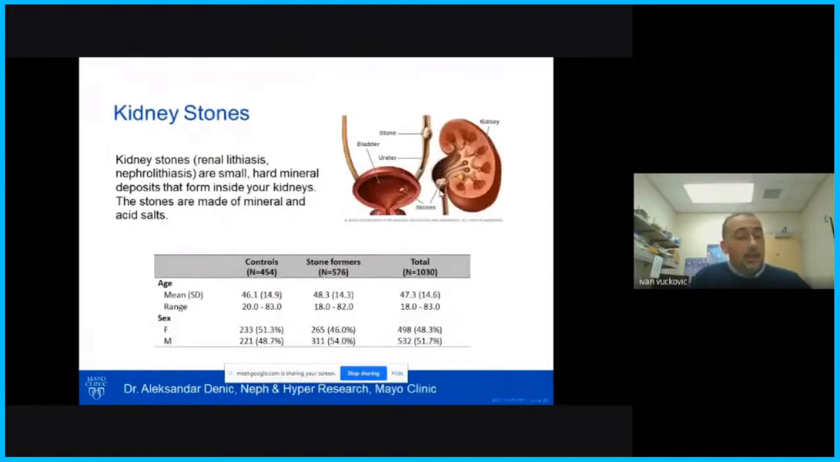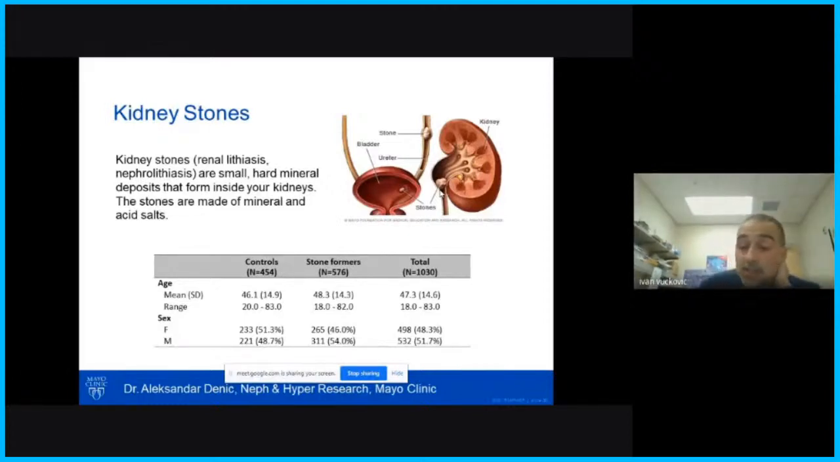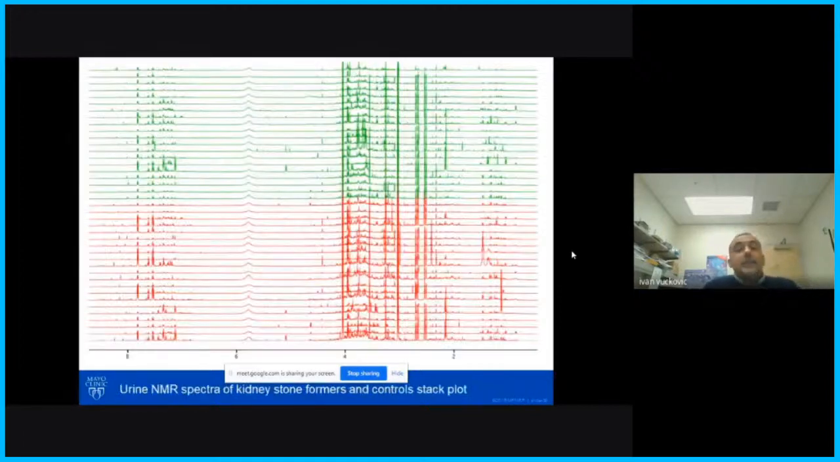So we will show how this works using the example of kidney stones. We did a large study here at Mayo using regular kidney stone patients. This is the data table of participants. We had 454 controls and 576 formers, age and sex matched as best as we could. So we had a total of over 1,000 samples. I plot here just some of them. This is how the data set would look.